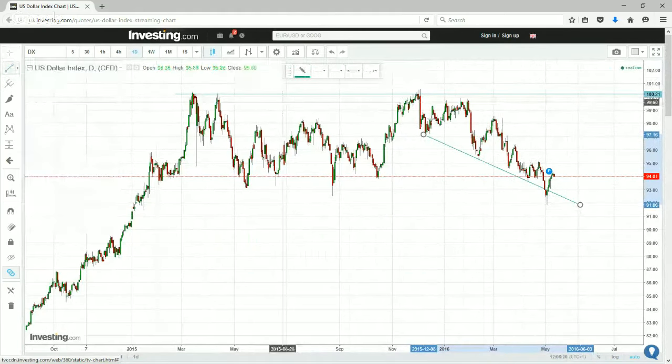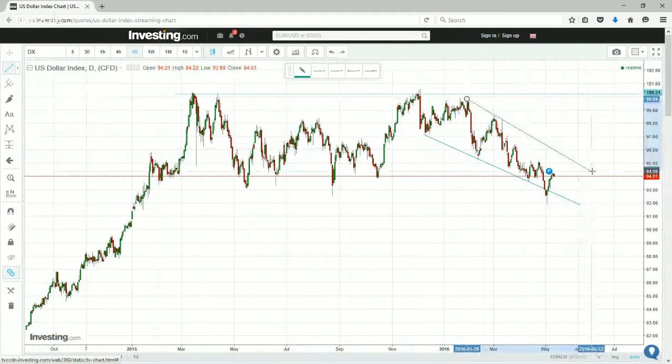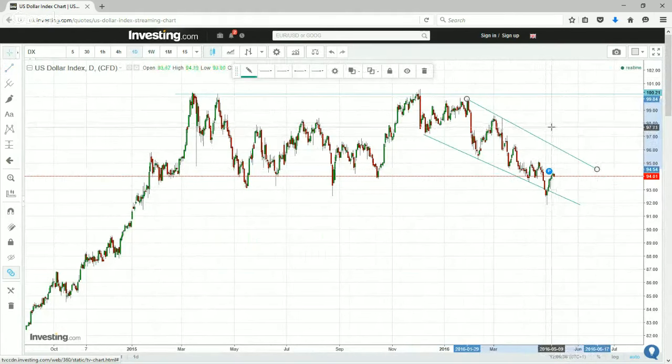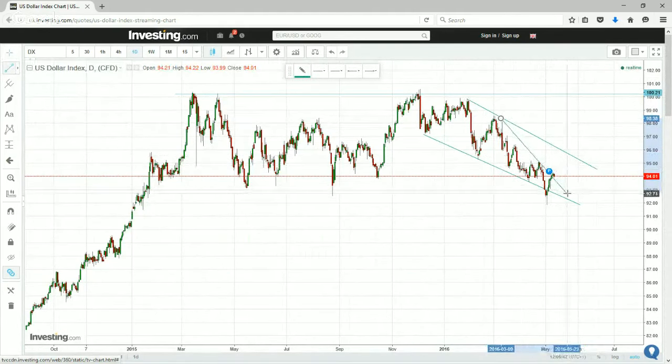So for those of you familiar with chart patterns, you'll know that the falling wedge is a bullish reversal pattern. We've obviously got this bearish channel here, but you can see that the price action is just starting to tail off and we're starting to get this wedge.